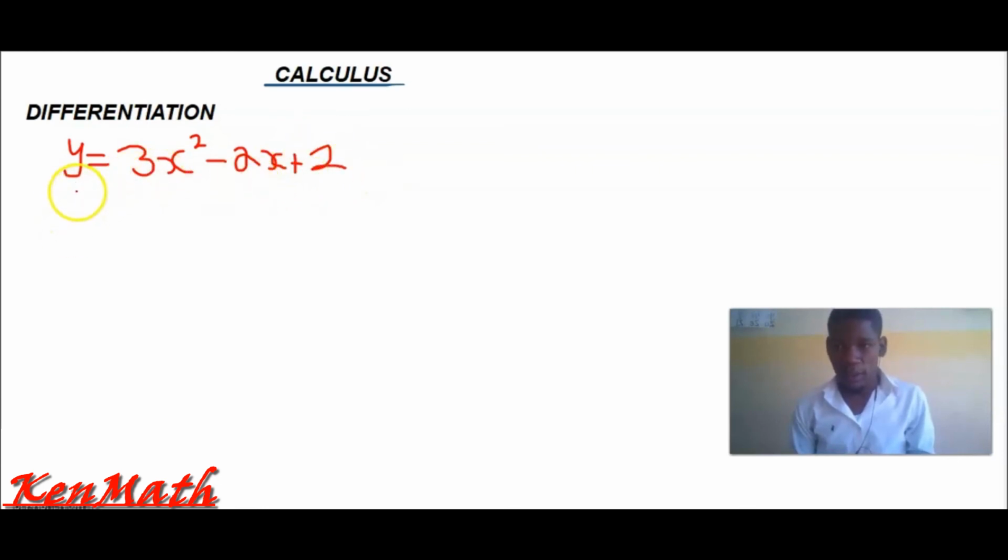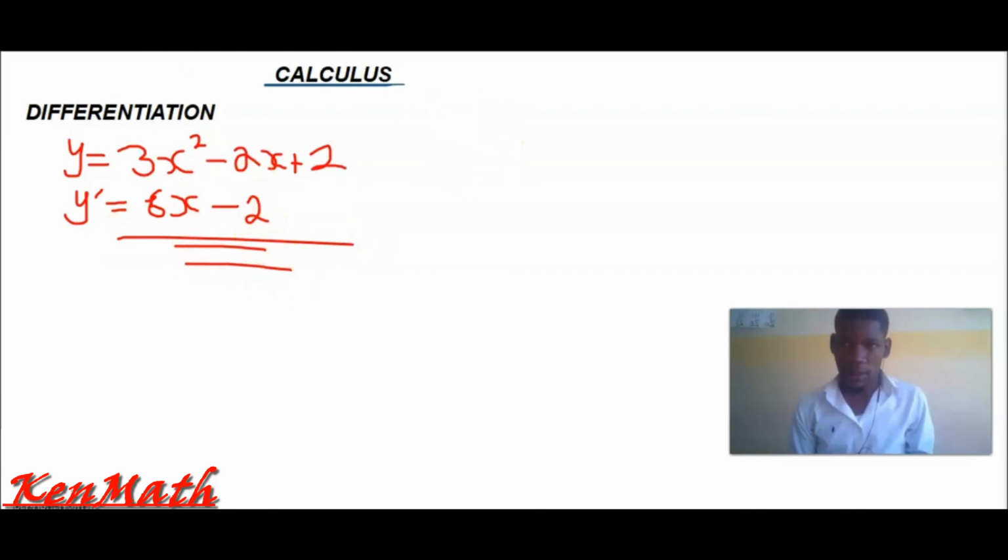When you're finding the dy over dx, we can simply say y prime is equal to 2 multiplied by 3, which gives us 6. So we multiply the power by the coefficient, 6x, and then from 2 we subtract 1, which gives us 1 here. Then minus the derivative of 2x, which is the same as 2. The derivative of the constant number is 0, so 0 plus 2 is 2. So that is the answer there. That's what we usually do.